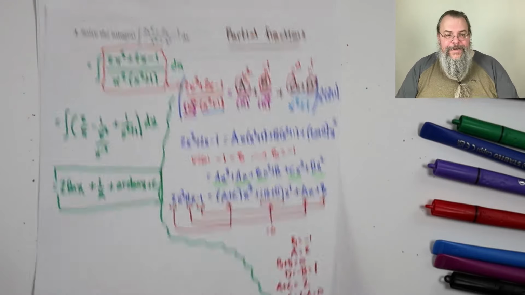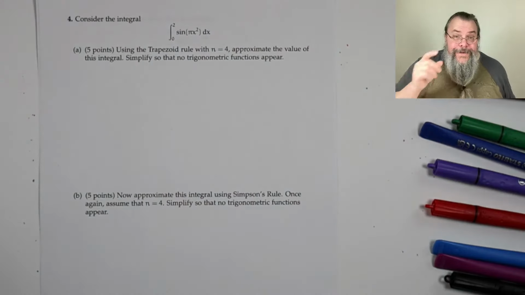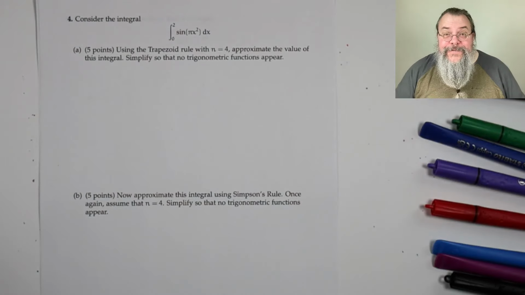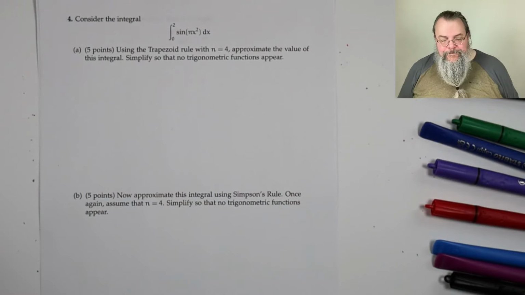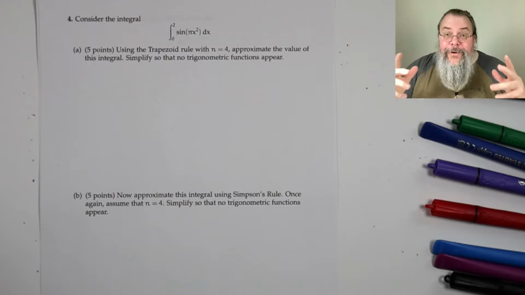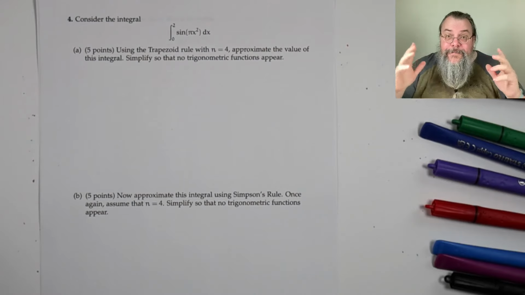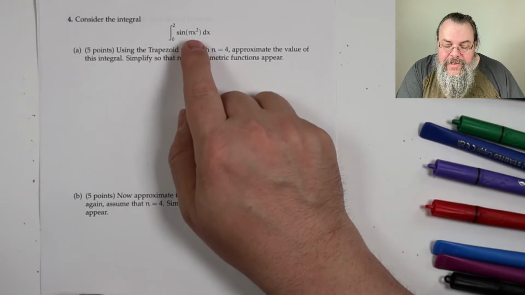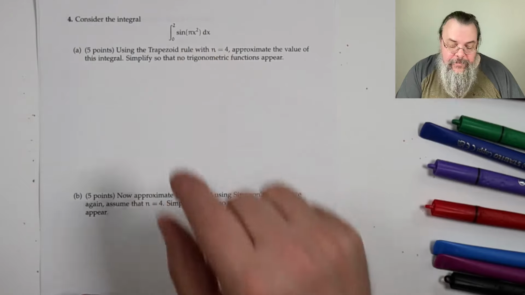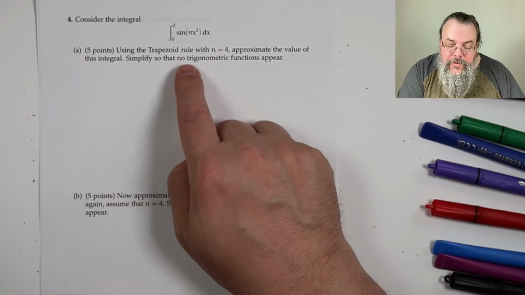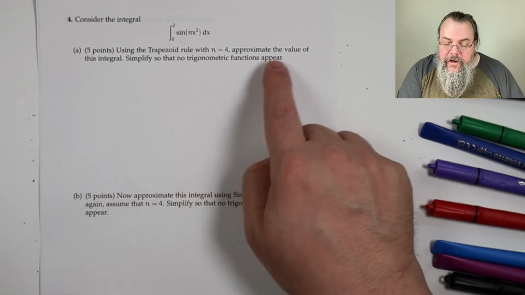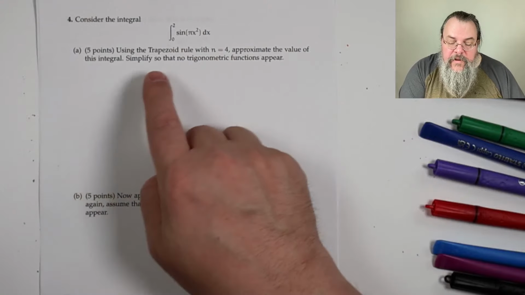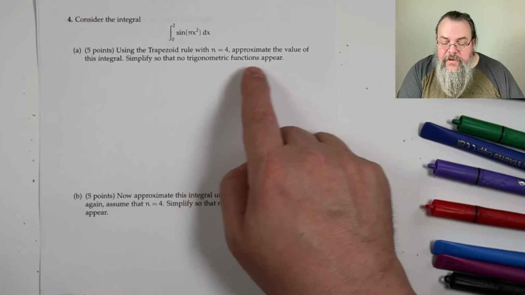What a great ride. All right, we're halfway done, but that still means we've got a lot of fun stuff to do. Number 3. Number 4. Oh, yes. Number 4. Consider the integral from 0 to 2 of sine of pi x squared dx. Using the trapezoid rule with n equals 4, approximate the value of this integral. Simplify so that no trigonometric functions appear.